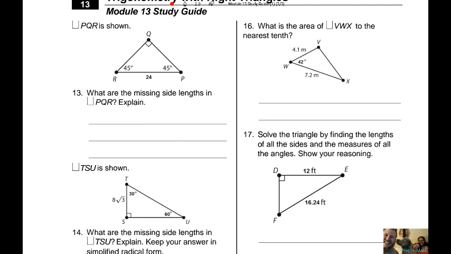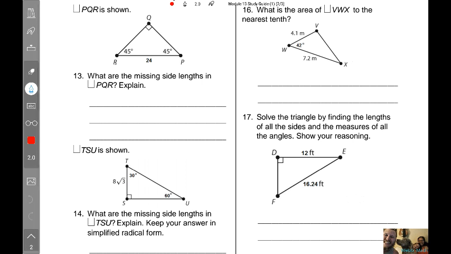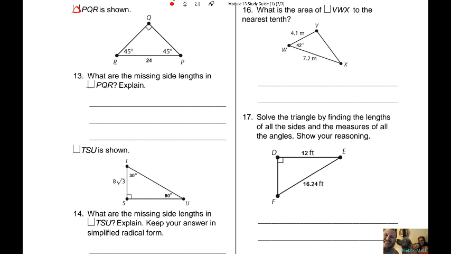All right, so I'm going to burn through this as fast as I can because time is running short. Those little box things, yeah, that's a triangle. Okay, that's a triangle. What are the missing side lengths in PQR?